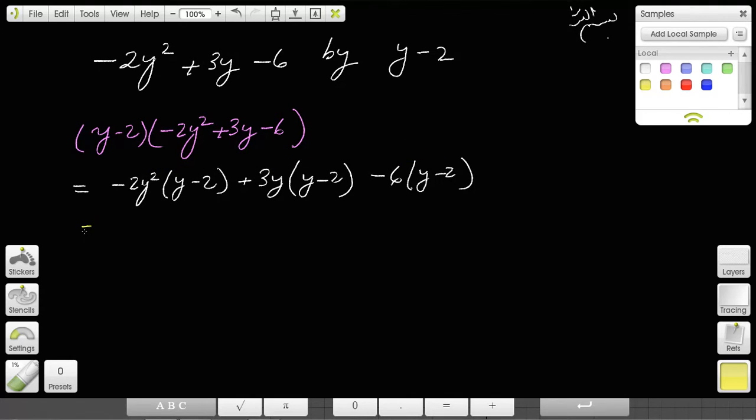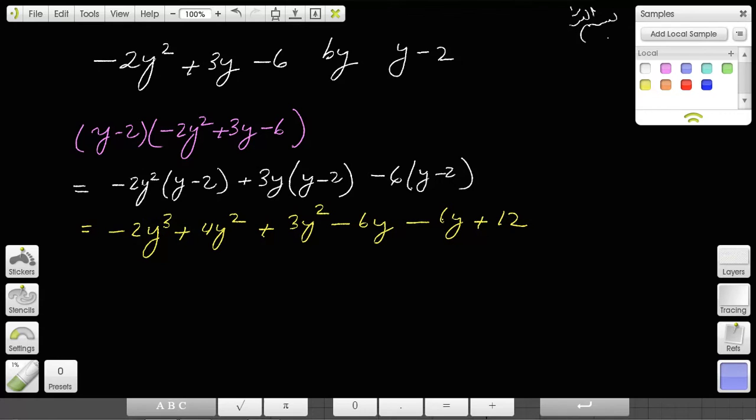So then I get minus 2y cubed. When you multiply these two, you get minus 2y cubed plus 4y squared, that's this, plus 3y squared minus 6y. And minus 6y, I distribute that, minus 6y plus 12, okay?